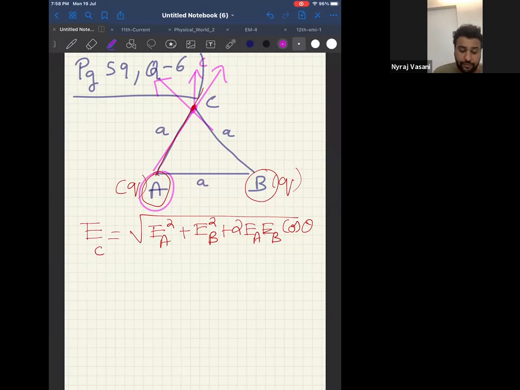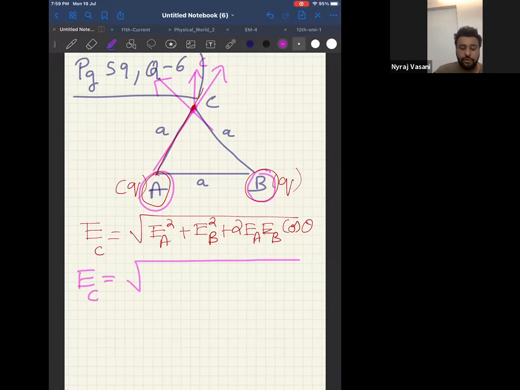Therefore, can I say electric field at A will be the same as electric field at B? Whatever formula, both will be the same. Whatever is the electric field at A, the same thing will be electric field at B because the charge is same and the distance is same. Therefore, in my formula for resultant electric field at C, instead of EB, I will take it as EA itself.